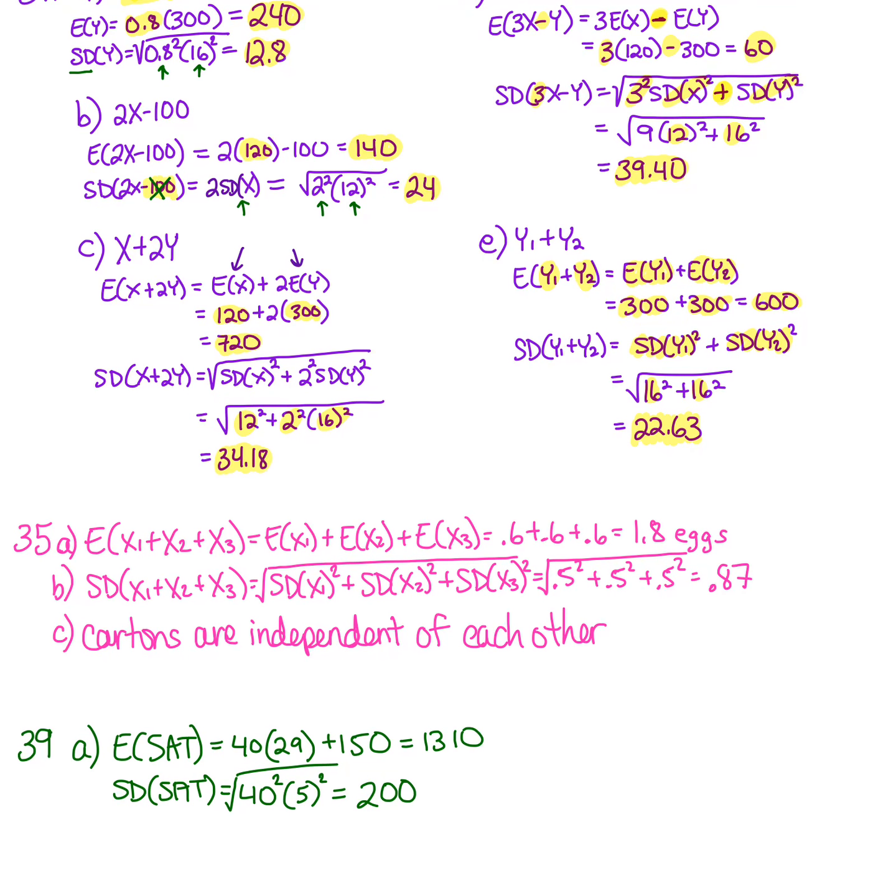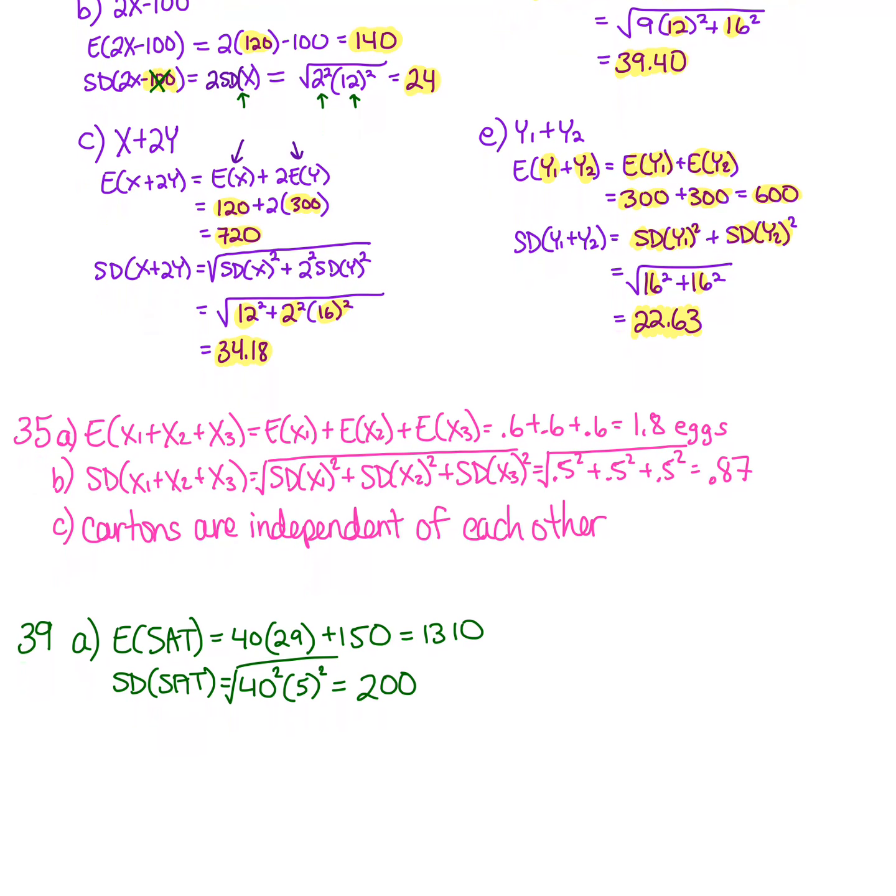Okay. Question 35 says a grocery supplier believes that in a dozen eggs, the mean number of broken ones is 0.6. Okay, so the mean number of broken eggs is 0.6, and the standard deviation of broken eggs is 0.5. And it says you buy 3 dozen eggs without checking them. How many broken eggs do you expect to get?